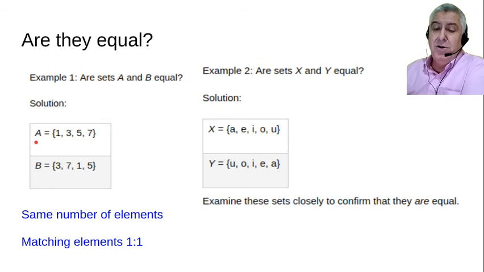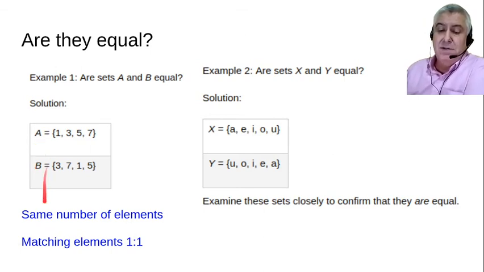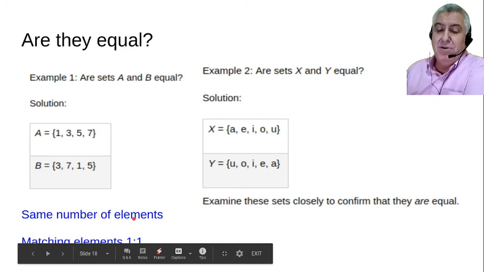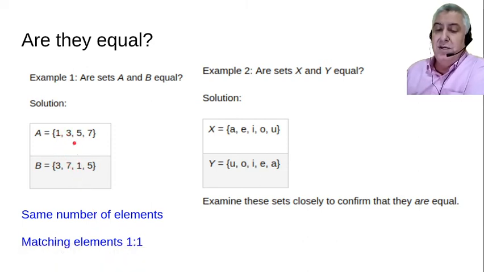We want to know if A and B are equal, so we want to know if they have the same number of elements. That's a good way, because if they don't, then automatically they're not equal. So don't waste your time with this second one. This has 4, and this has 4, and are they matching? So I can go 1 to 1, 3 to 3, 5 to 5, and 7 to 7. So these two are equal.